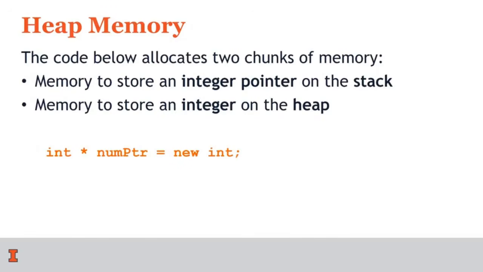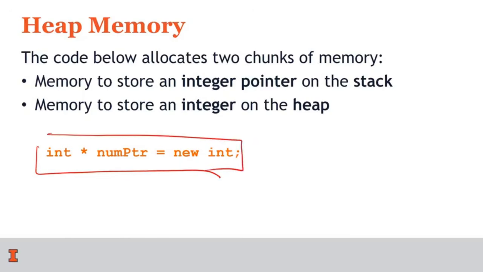So looking at the example of a piece of code, we see that this code is going to actually allocate 2 different variables. The first variable is int star num pointer. So this int star means it's an integer pointer, and its name is num pointer. And this is going to be on the stack. So notice, this is just an ordinary variable. There's nothing special about it. Because it doesn't involve the new keyword, num pointer is on the stack.